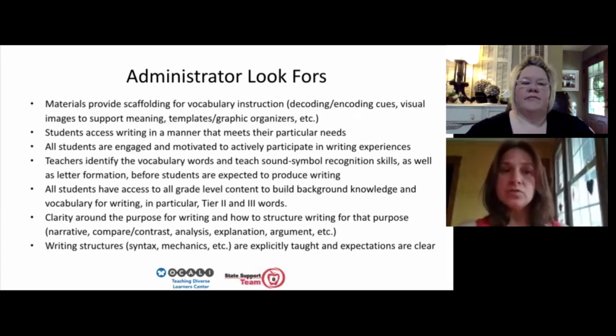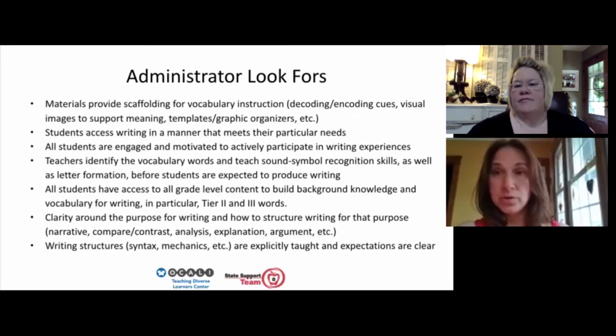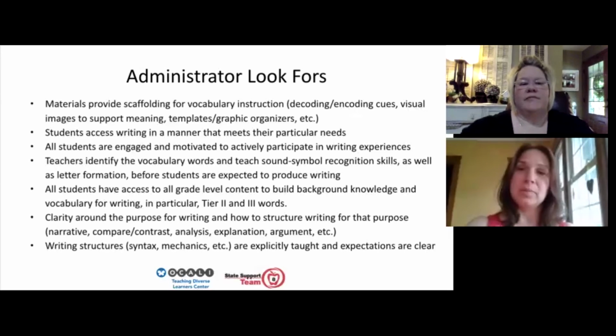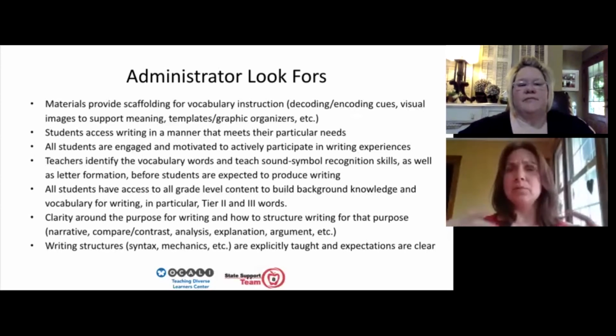Next, all students have access to all grade level content to build background knowledge and vocabulary for writing, in particular, tier 2 and 3 words. Tier 2 words are very important when developing writing. Those are the words that, no matter what subject area students are writing about or for, they will utilize those tier 2 words to make their writing interesting, to make it more colorful, to make it more specific.